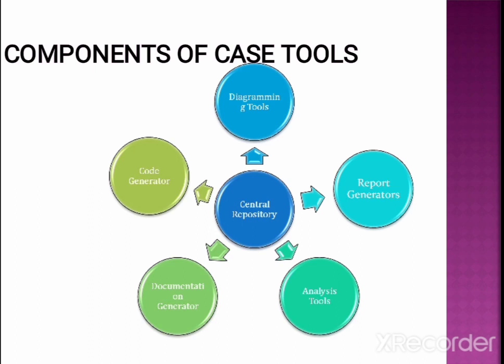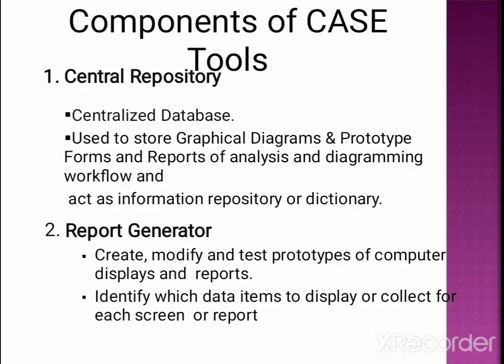Components of case tools: central repository, diagramming tools, report generator, analysis tools, documentation generator, code generator. Components of case tools: central repository. It is a centralized repository used to store graphical diagrams, prototype forms and reports, and acts as an information repository or dictionary.